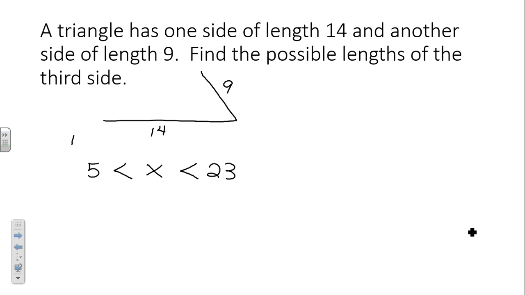Subtract. So if we take 14 minus 9, that's the smallest it can be. Okay? What do we have to do with these two numbers to get 23? We added them. So if we take 14 plus 9, that's the max it could be. And then we make sure that we don't let them be equal. Okay? So we don't want an equal symbol.